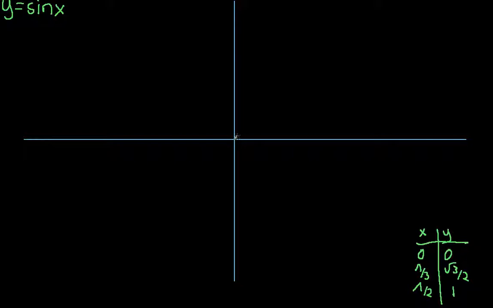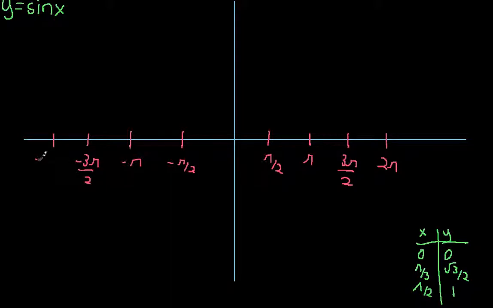So the point 0, 0 exists. Let me add an axis here. Okay, so these axes are going to be at intervals of pi over 2. So this would be pi over 2, pi, 3 pi over 2, 2 pi. And over on this side, we would have the negatives of all of these. So negative pi over 2, negative pi, negative 3 pi over 2, and negative 2 pi.